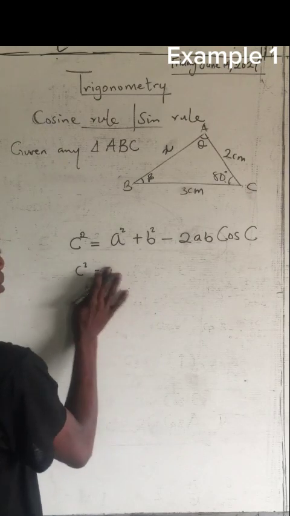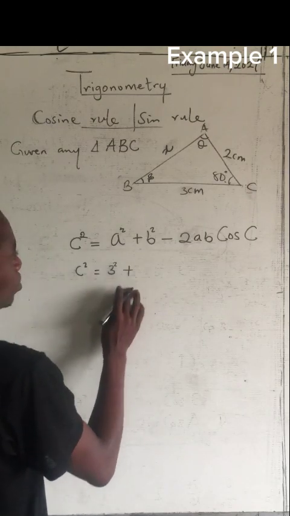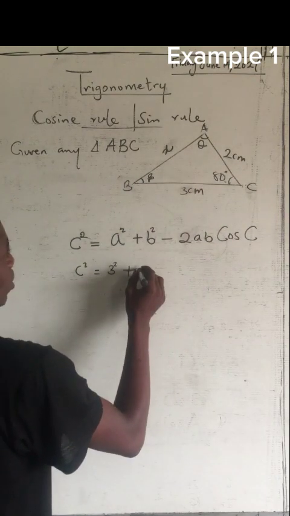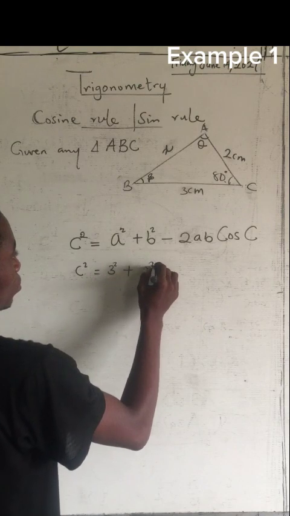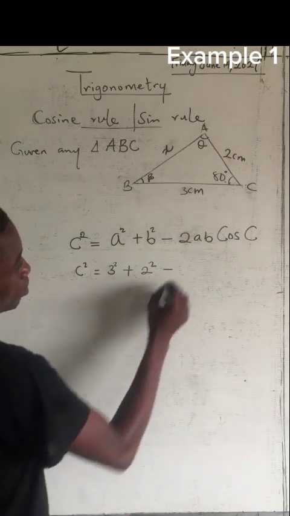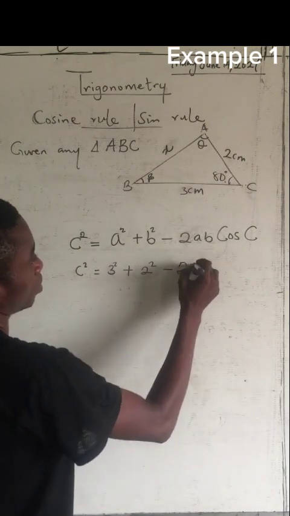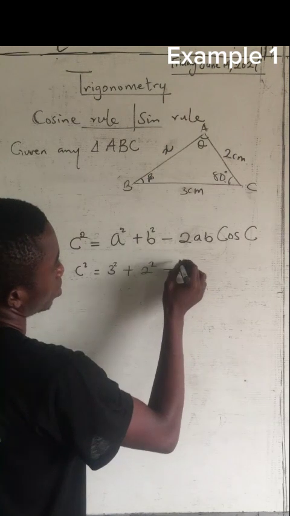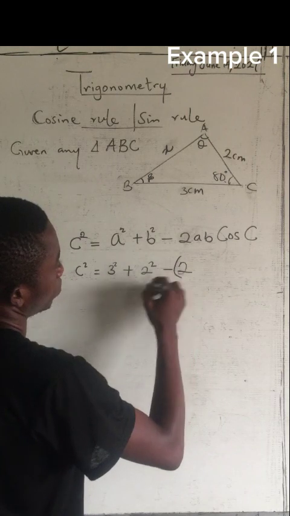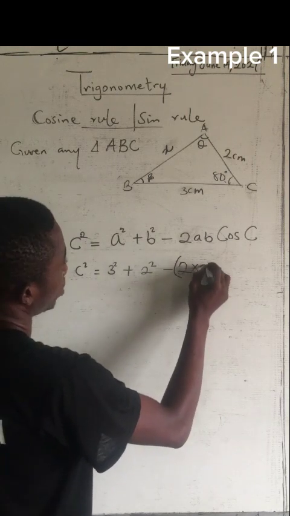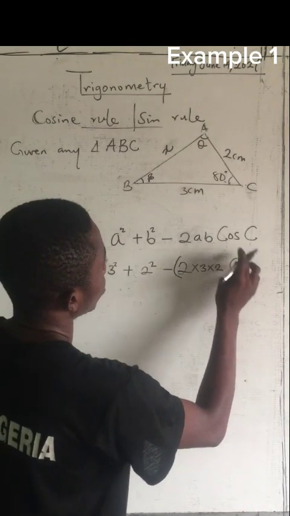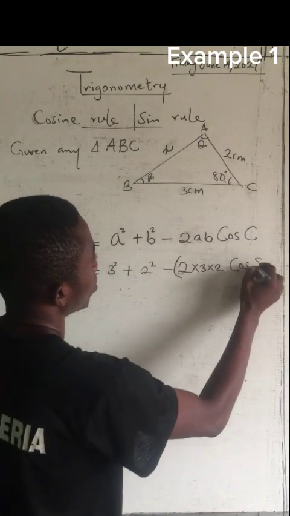So we have 3 squared plus, what is our b? It is the side that is facing angle B, and that's going to be 2 squared, this 2 squared, minus, what is my ab? So I'm going to have here, let me just put this in brackets, 2 times 3 times 2 cos what? Cos 80.